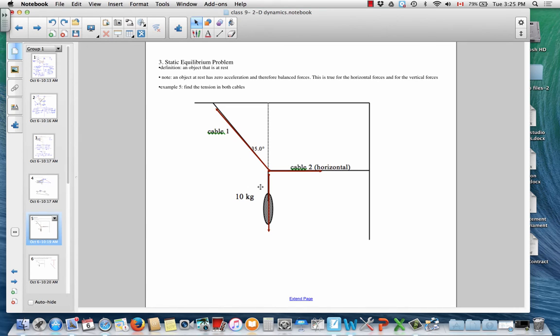So there's the forces that act on this point. There's a downwards weight, and then there's two cable tensions. So mg, this will be 10 times 9.8. That'll be 98 newtons. And then there's two unknown tensions. I guess we'll call this the tension in the second cable, and this the tension in the first cable.